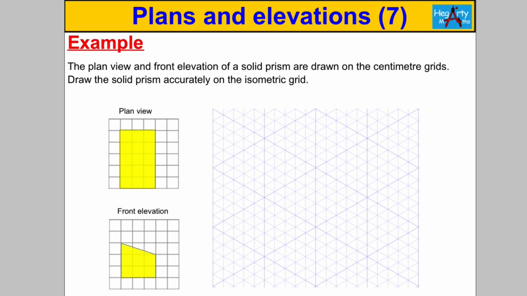Okay, next question. Pause and have a go. So here again, we've got a solid prism. We're given the front. It's a trapezium where the height there is 3. So let's draw in 3, 1, 2, 3. It goes up 3 this side, up 3 this side. It goes up 2 that side, up 2 here, and we join from there to there.